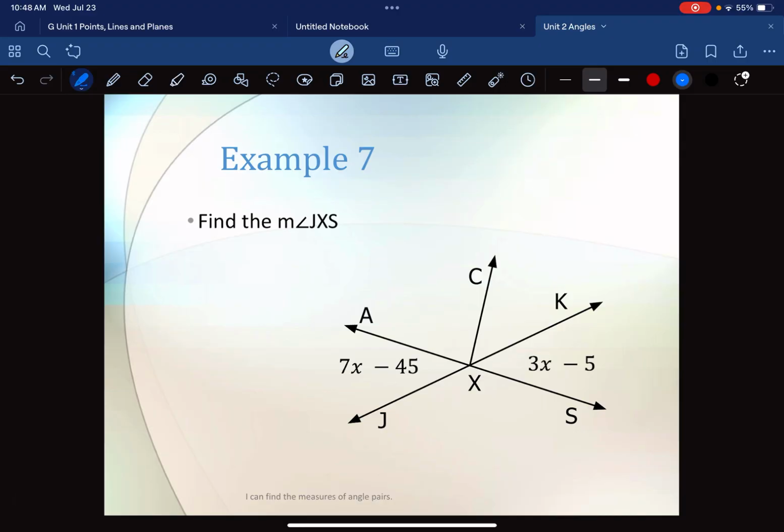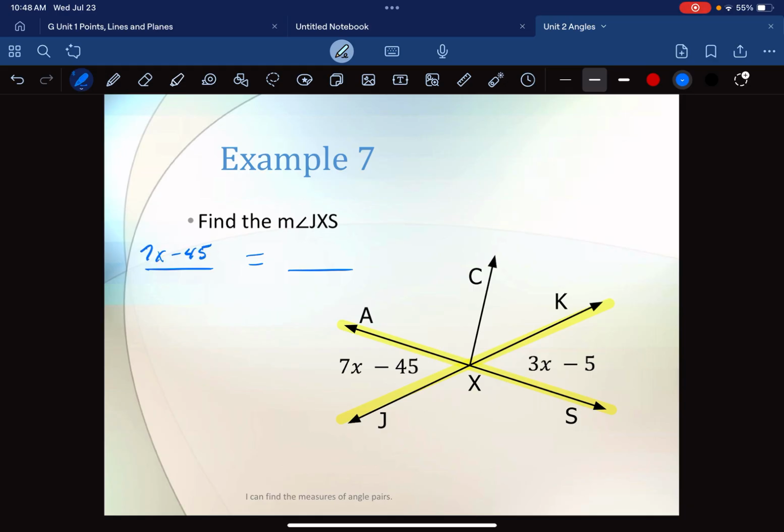Example 7 just says find the measure of JXS. But what do you notice in the drawing? What's the relationship between those angles? Well, the pair they've given me are vertical angles. They're separate halves of the letter x. They're left and right halves, right? So I know the verticals are equal. So I'm going to set up an equation like this.